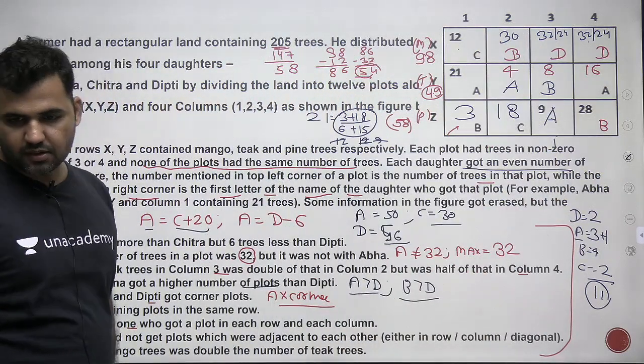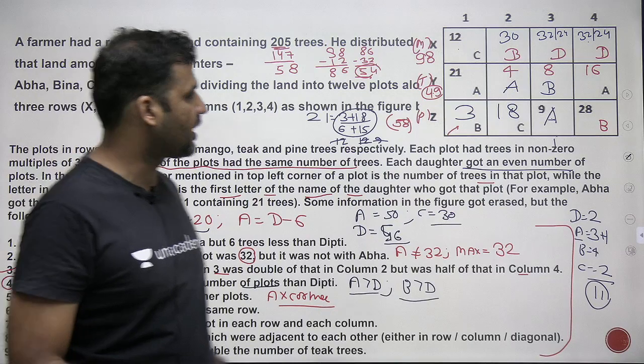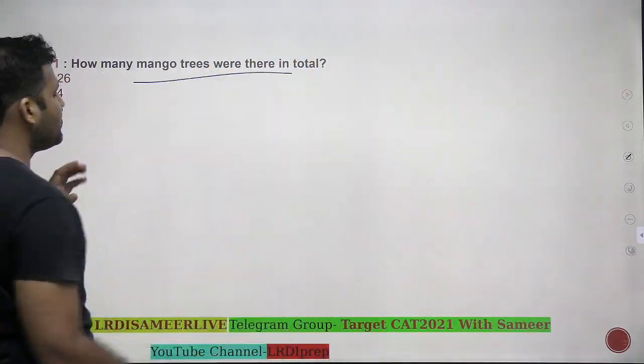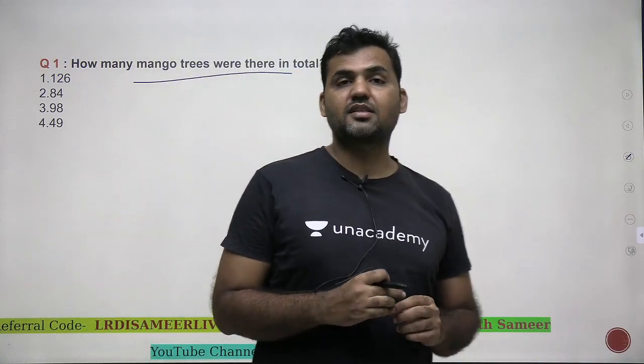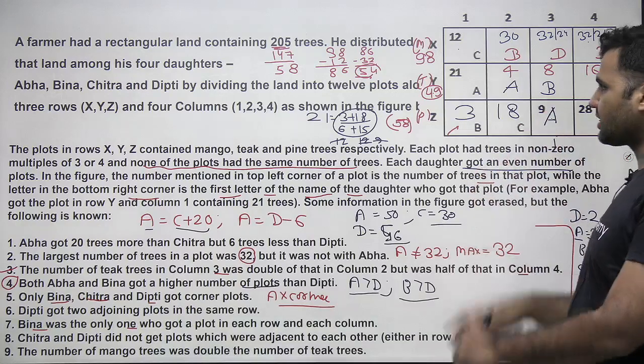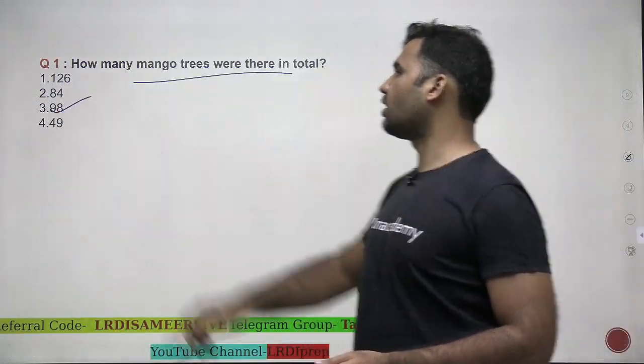That's it. This is the whole set now. Now that we have filled the matrix, you can easily answer all the questions. Let's have a look at the questions now. If I look at the first question, how many mango trees were there in total? This was a question that you could have answered at the start of the set. You don't need to fill the whole matrix. This is just an exercise for you. The mango trees are 98. This we already know. So the third option is the correct answer.